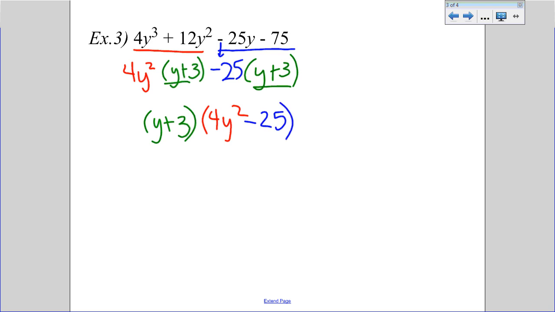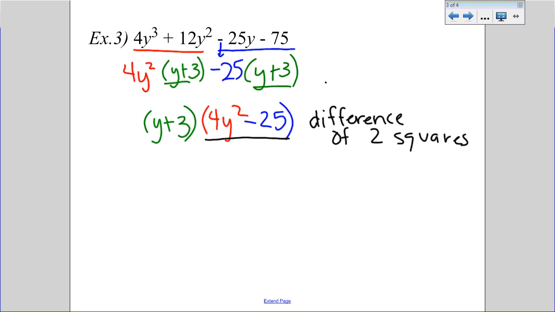I told you that we would have something that continues factoring, and this expression here does. Y plus 3 is done. It can't factor any farther because it's linear. But 4y squared minus 25 can factor. It's a difference of 2 squares. And ladies and gentlemen, we learned to factor this back in chapter 5. So yes, we're going to keep building on what we've learned before.